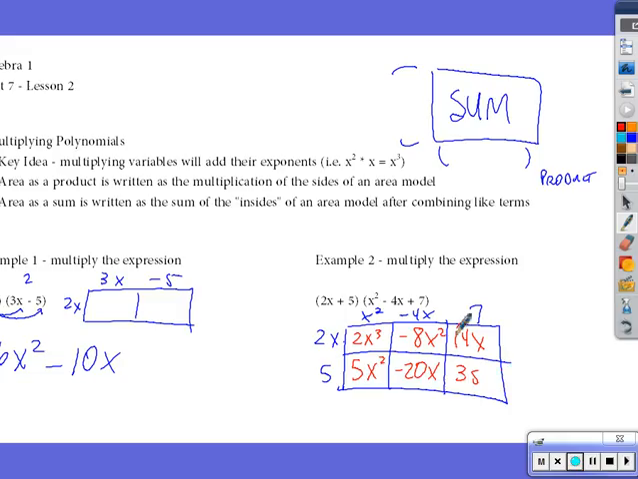I go through looking for my like terms. So there's a set, and there's a set, and then I write my answer. So the 2x cubed is by itself. It has no like terms. The negative 8x squared and the positive 5x squared make a negative 3x squared. The negative 20x and positive 14x makes negative 6x. And the 35 makes 35.